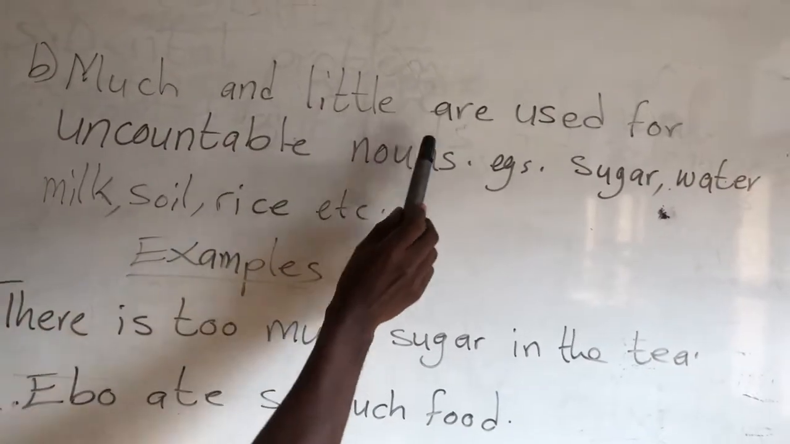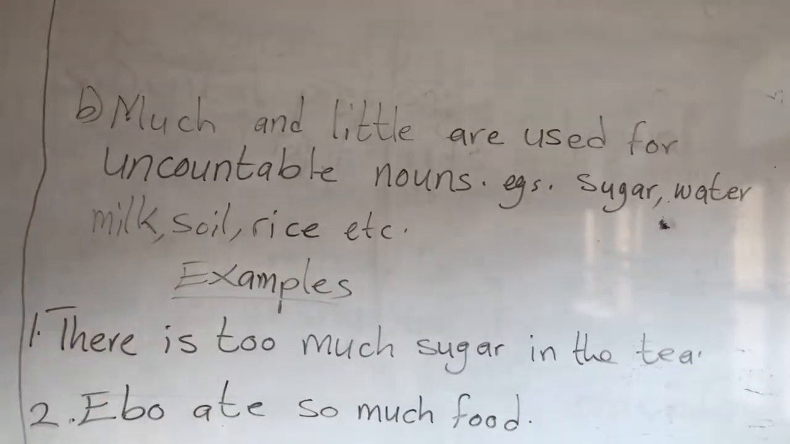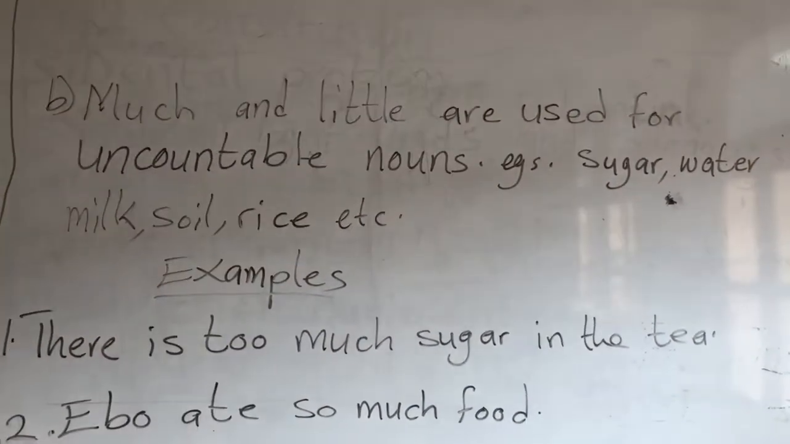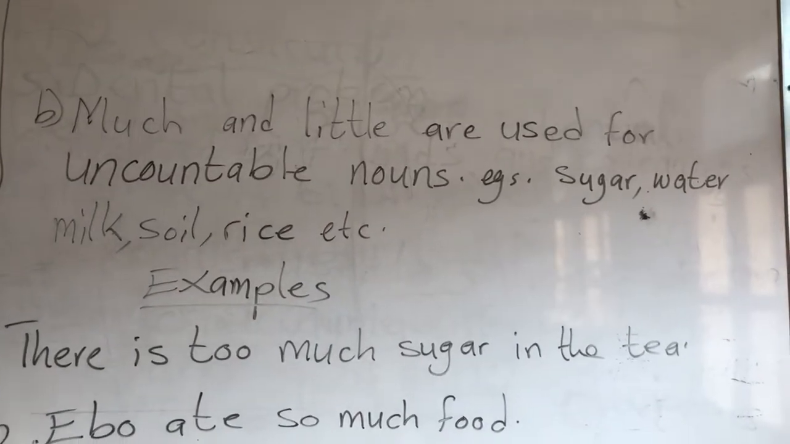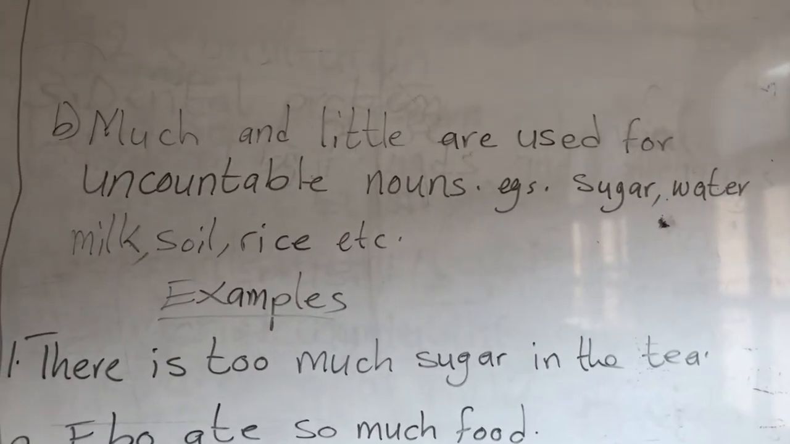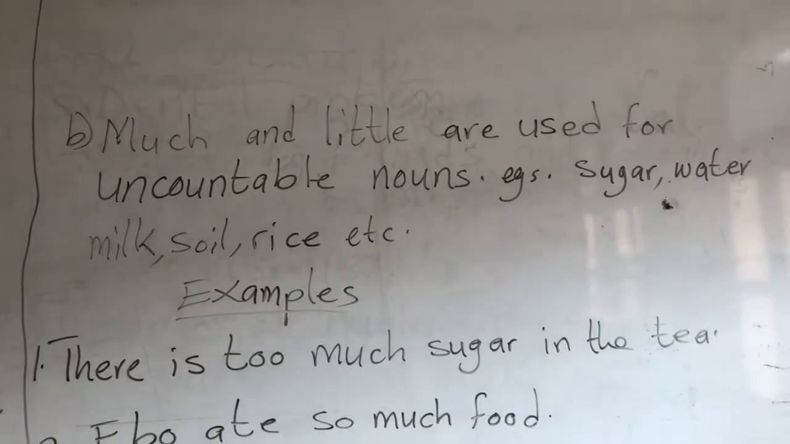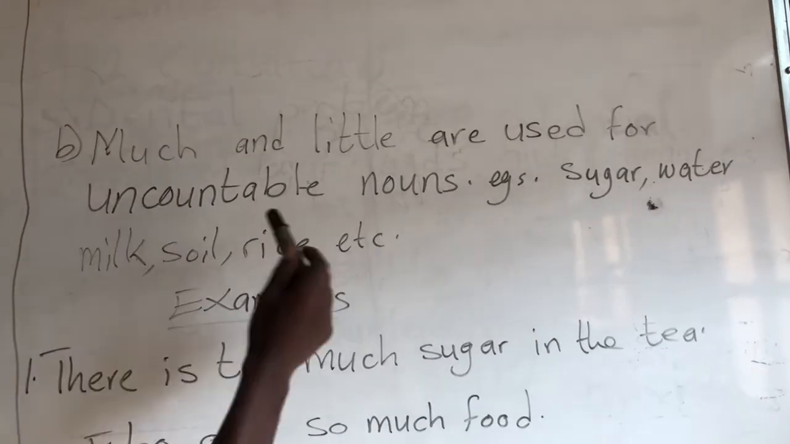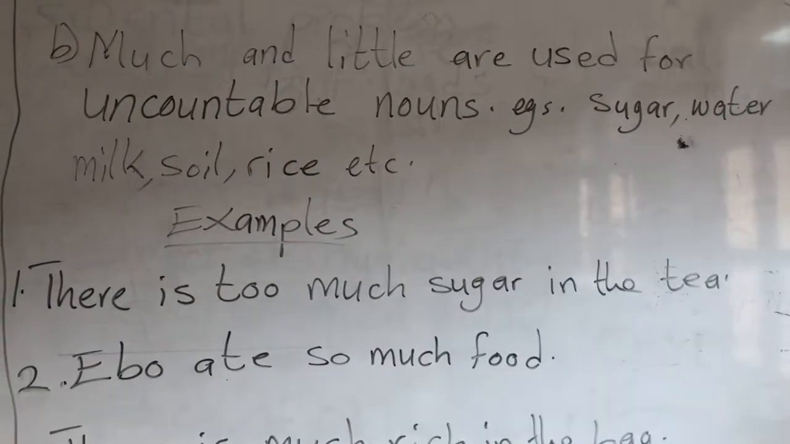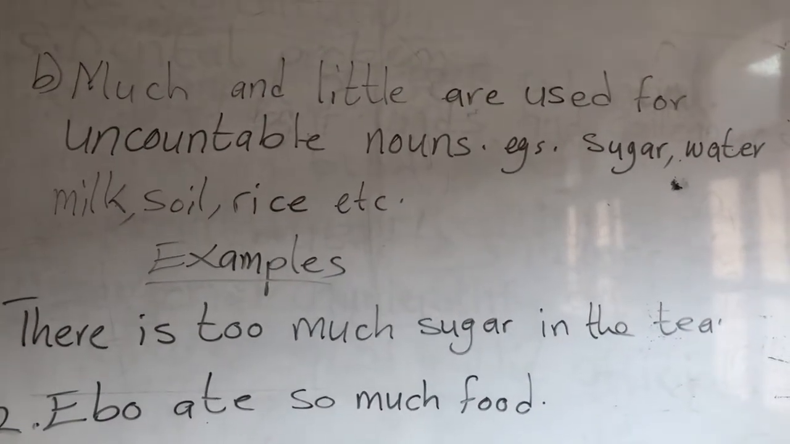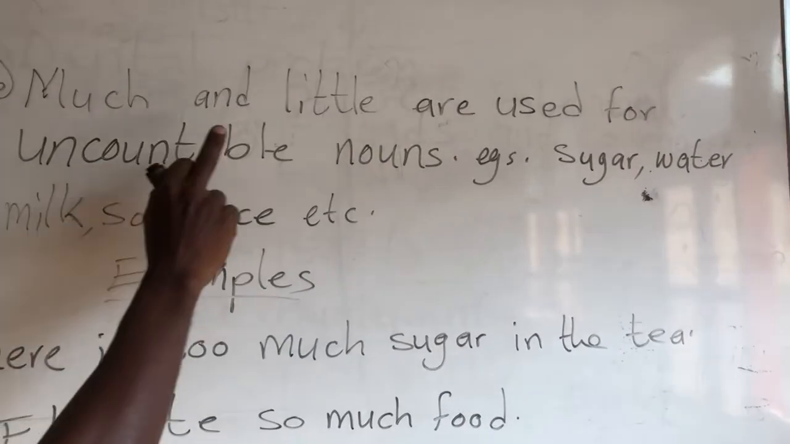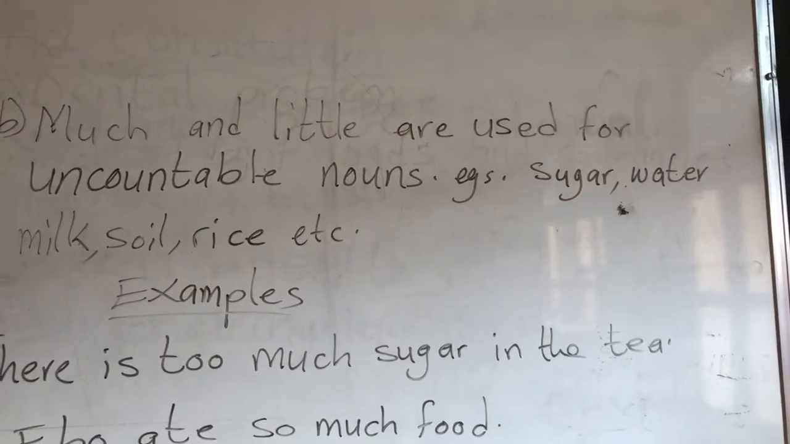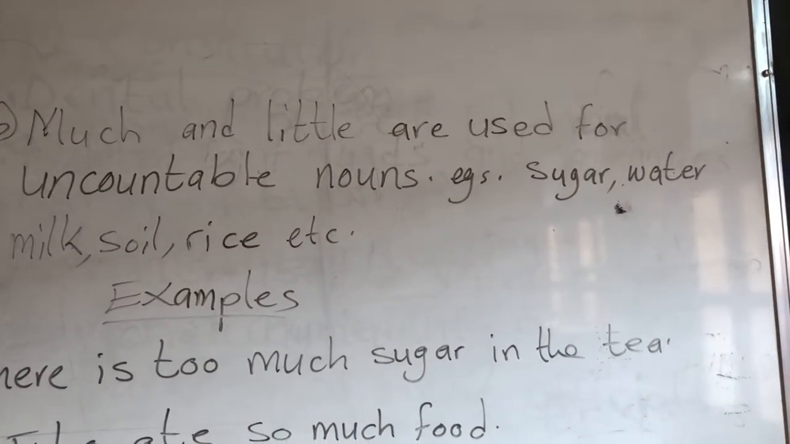Much and little are used for uncountable nouns. We learned that countable nouns are names of things that can be counted. We can count them and give them a number. I have 2 of them, 3. Good. But uncountable nouns are names of things that cannot be counted. So those things we use much and little for them. Let's look at some examples.